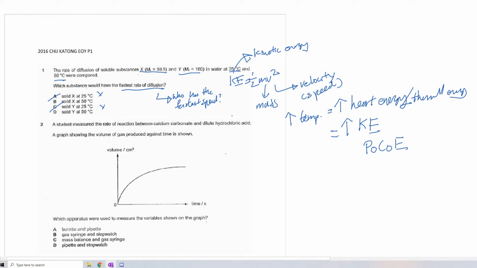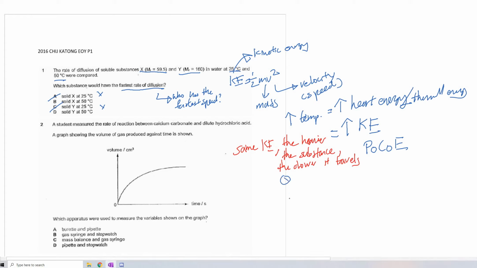With the same kinetic energy, the heavier the substance, the slower it travels. Alright, so this makes sense. Okay, so let's take a look at the reason why.